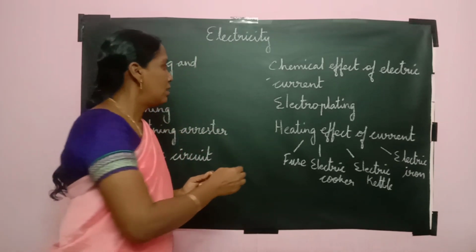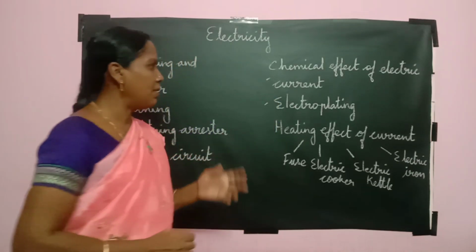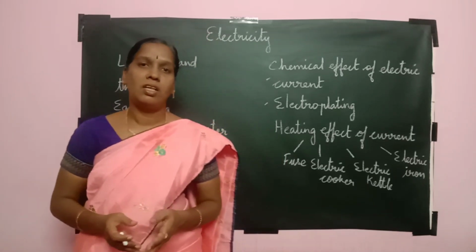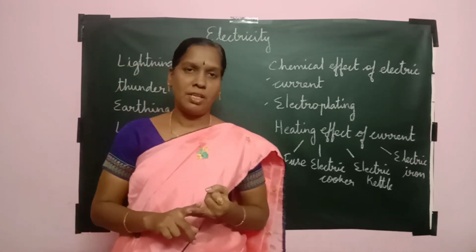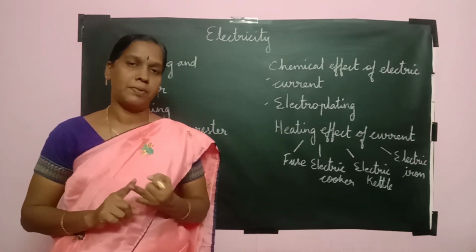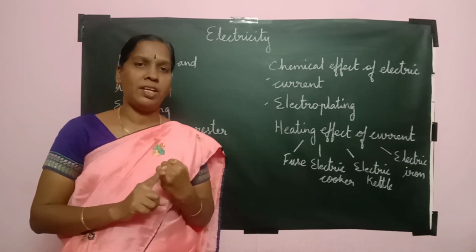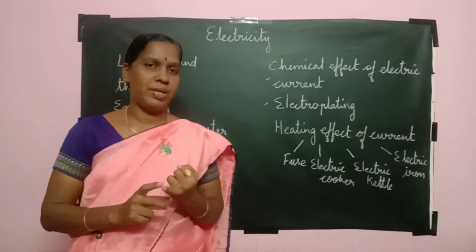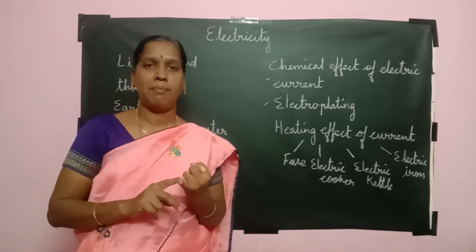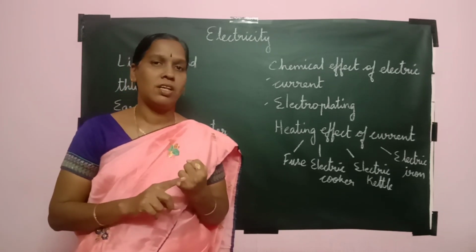The chemical effect of electric current is made use of in various ways. There are two main applications: first, electro refining, and another, electroplating. In electro refining, purification of the metal takes place. For example, purification of silver and gold can be obtained by making use of electro refining.